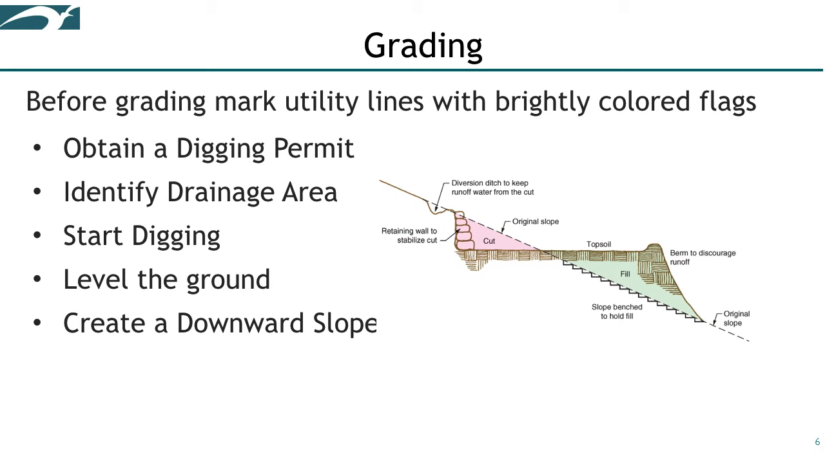It is very important in the grading that before you do any digging, mark your utility lines with brightly colored flags. Call and get a permit to help you as you go along. They will let you know exactly where those utility lines are. Identify your drainage area, start your digging, level the ground, and create a downward slope.